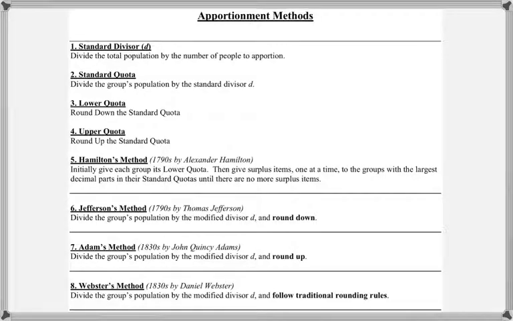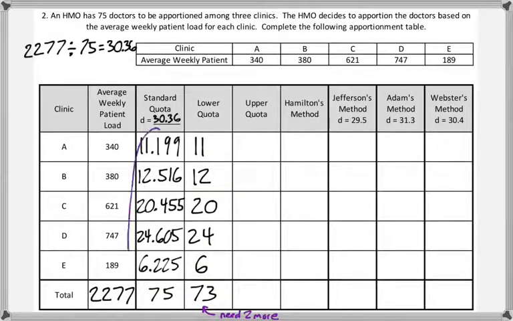Next is the upper quota, which says we need to round up the standard quota. So each of these numbers we now want to round up. And that should get you 12, 13, 21, 25, and 7. And these add up to be 78, which is more than the 75 doctors that we have, but that is okay for this column.